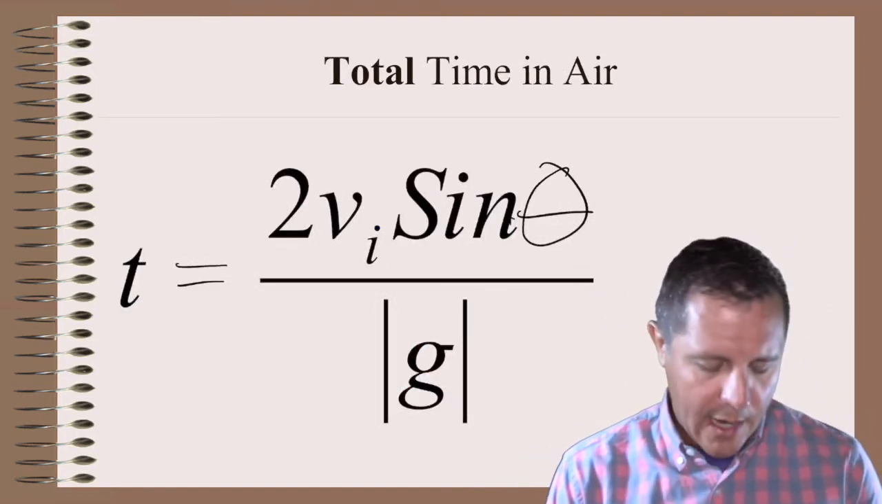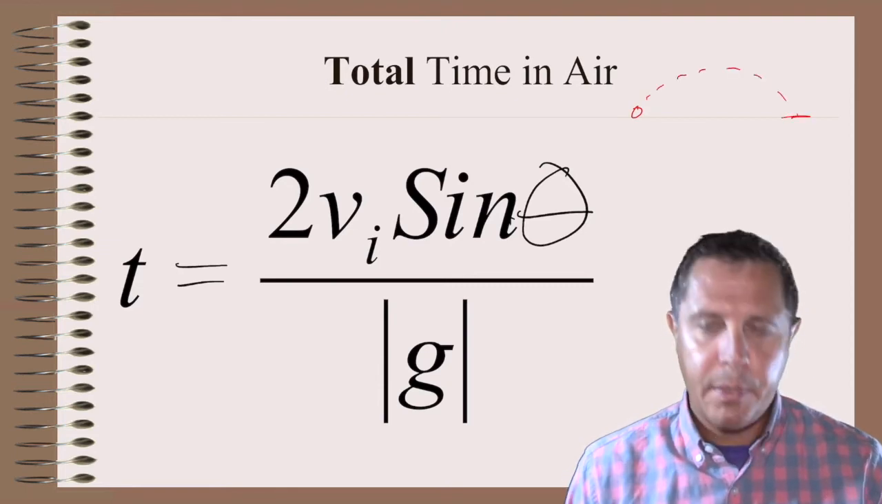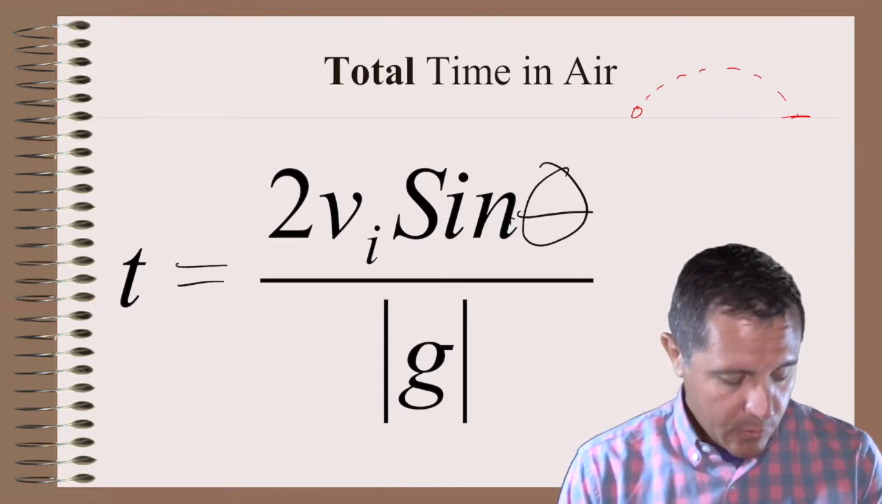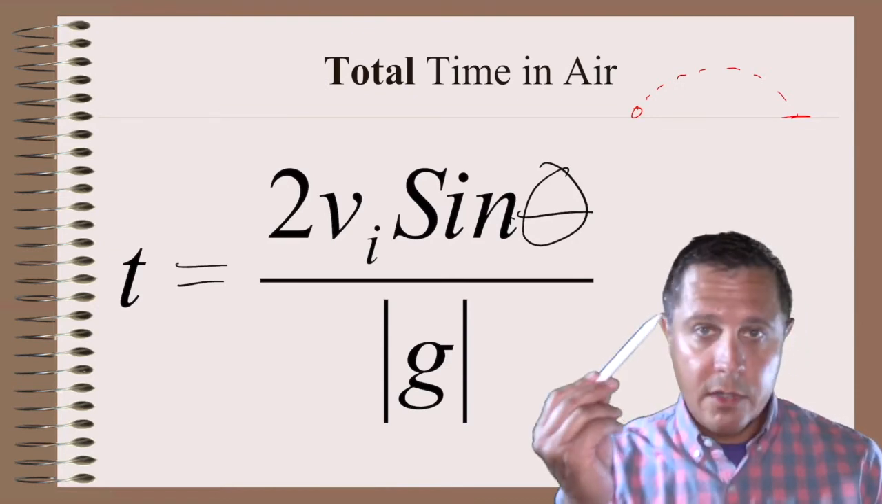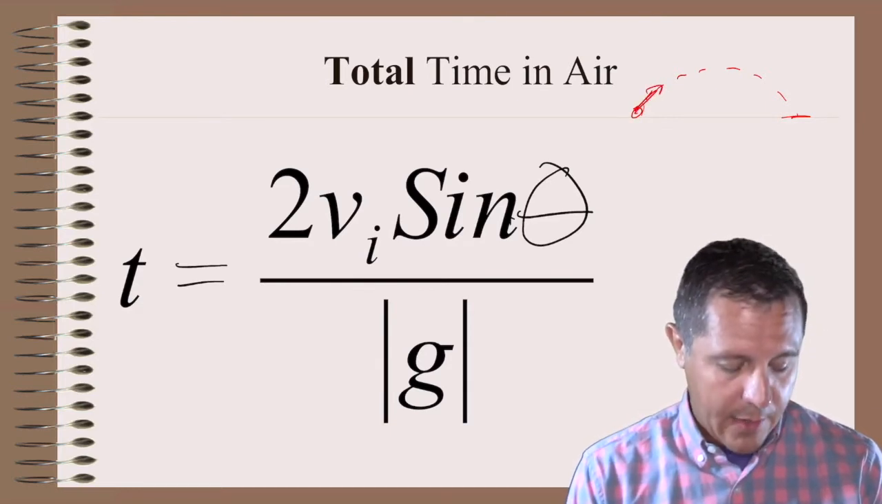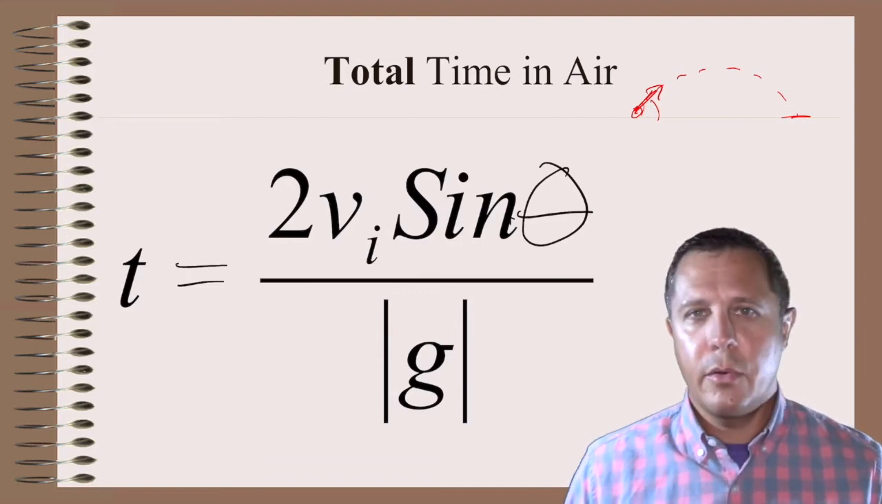This is the total time in the air. So again, think about that picture, that nice symmetrical picture. So the total time in the air will be equal to 2 times the initial velocity, whatever it's fired at, times sine of the angle, so whatever angle it's fired at there, divided by gravity. Again, absolute value of gravity.